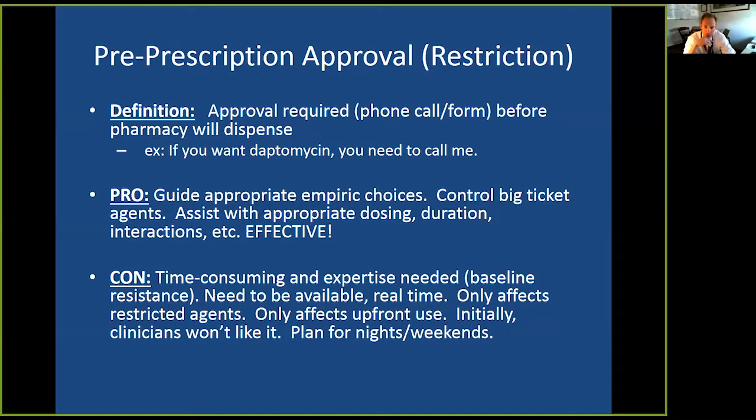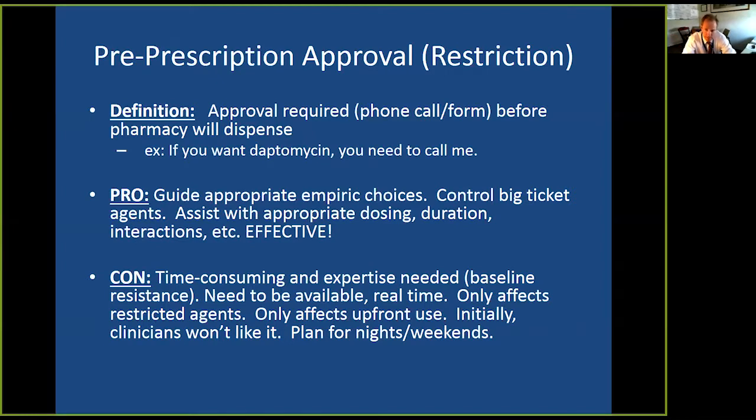So the pro is that you get to guide appropriate empiric choices because they call you for the antibiotic. You say, no, the most appropriate drug is X, Y, or Z. You can also control big ticket agents, which can really reduce cost, and you can assist with appropriate dosing, duration, interactions, etc. This has been shown to be very effective.